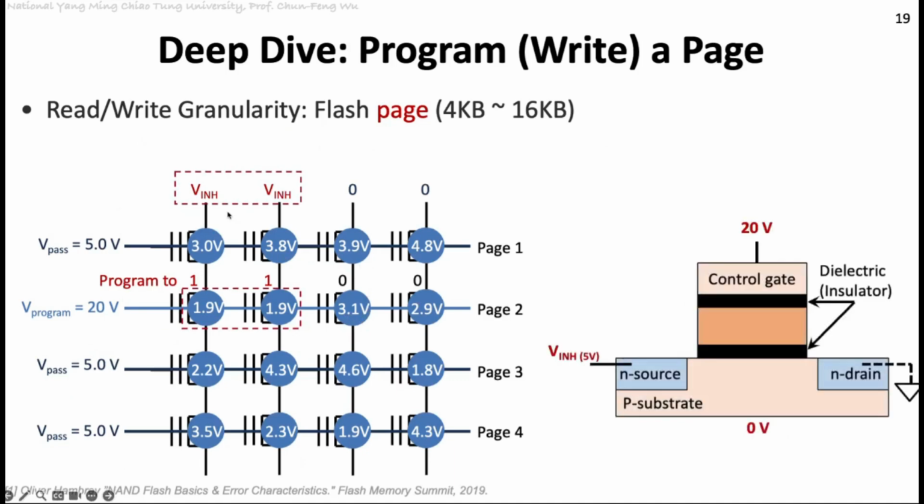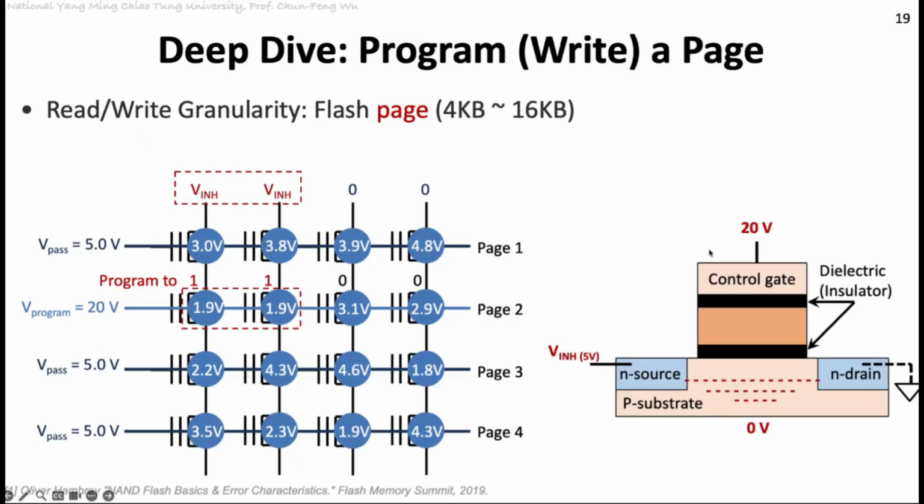So like this, we say we apply 20 volt on the word line. Okay, so this one is the word line. I just rotated it at an angle. So this is 20 volt, and then this is 0 volt for the p substrate. And the bit line, if we use the inhibition, it means we apply a 5 volt inhibition here. Okay, so what does it mean?